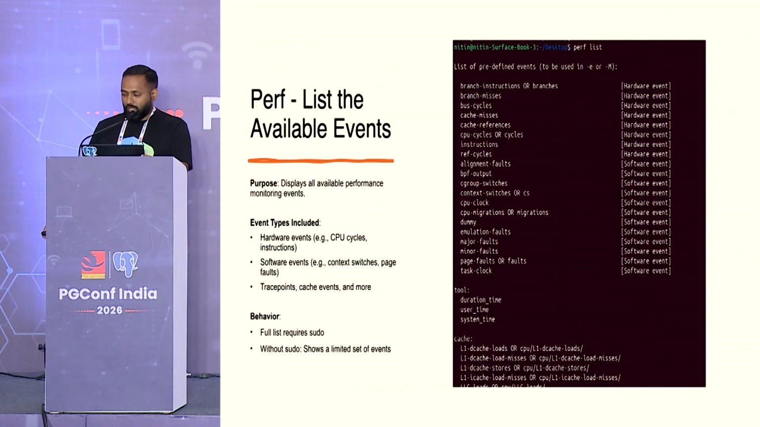We have the perf list command, which is used to list all the supported CPU events on the system. This is particularly helpful on VMs, because VMs don't support hardware events. In that case, we can run this to understand what events are supported on the system. When we run this with sudo, it gives the full list. When we run it without sudo, it gives a limited set of events.